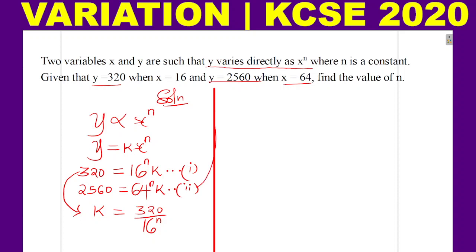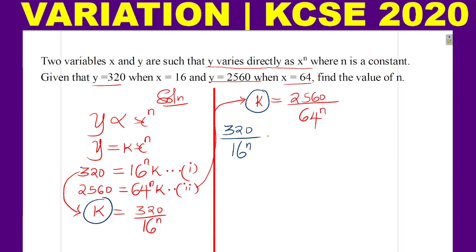Then from the other equation, the second one, k will be 2560 divided by 64 raised to power n. So we therefore have two values of k. This is k and this is k. So that means we can equate the values of k. The first one, 320 divided by 16 raised to power n, is equal to the other value of k, 2560 divided by 64 raised to power n.